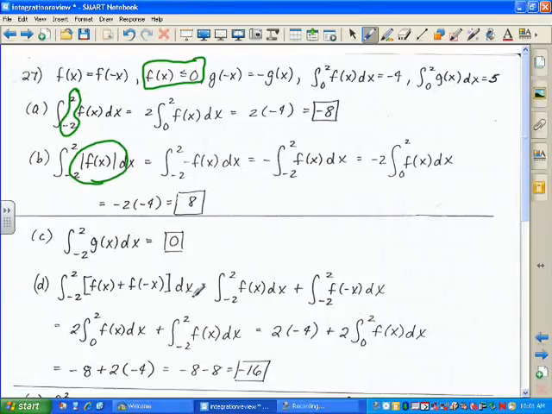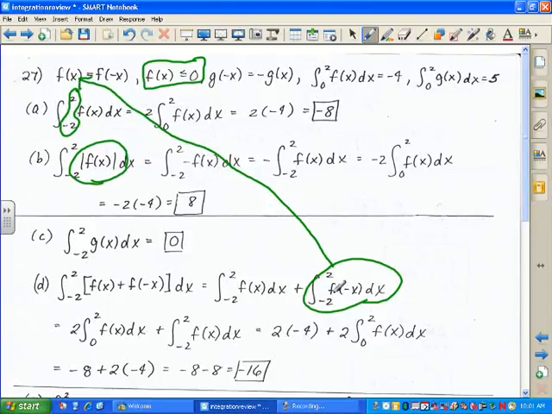D. For D, I had to break this apart. This one's just another double the right here. What's going on with this? Yeah, look at this. All I did is I know that f of negative x is equal to f of x, so I can just plug f of x in there. And then it's another double the right.